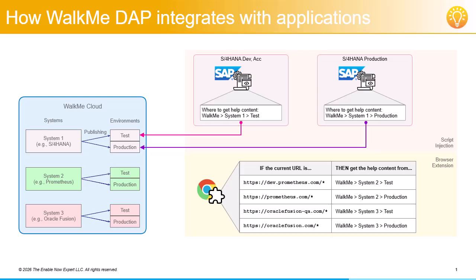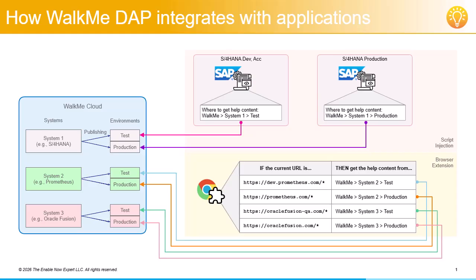The table the browser extension checks has multiple entries in it, one for each of the URLs for all of the applications and application instances that you want to provide help for. And it points to a specific WalkMe system and environment depending on this. This ensures that only help content applicable to that specific system will be shown in the application.